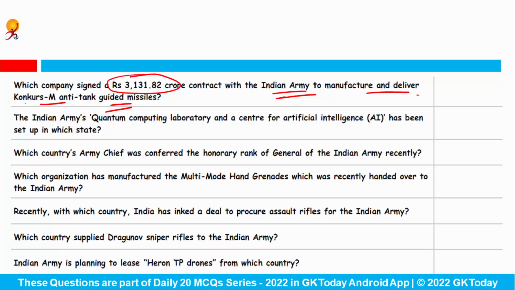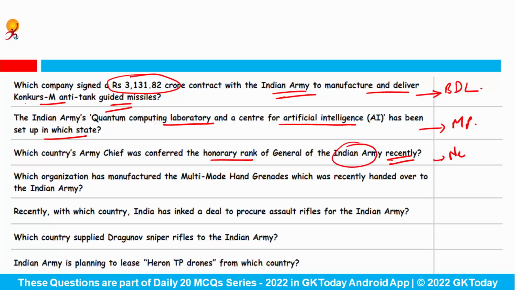So Indian Army has done this contract with Bharat Dynamics Limited. Then Indian Army's Quantum Computing Laboratory and a Center for Artificial Intelligence has been set up in which state? Answer is Madhya Pradesh. Then which country's Army Chief was conferred the honorary rank of General of the Indian Army recently? So recently, the Army Chief of Nepal was conferred the honorary rank of General of the Indian Army.